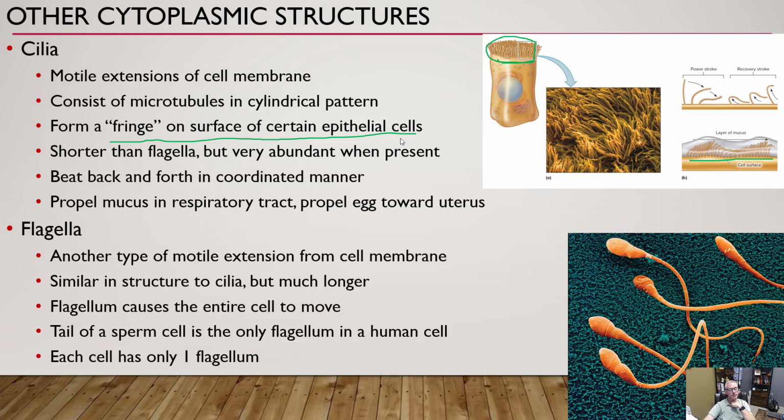We'll see these in the digestive system. We'll see these in the respiratory system. They propel the egg towards the uterus. In the digestive system, it's used to increase the surface area so that those food particles can get down into these cilia to increase absorption.